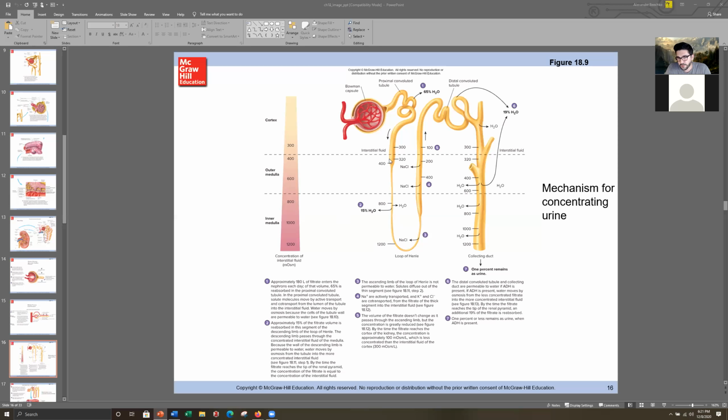Then as we move through the descending loop up the ascending limb here, depending on what we need to do, we can excrete more salts.